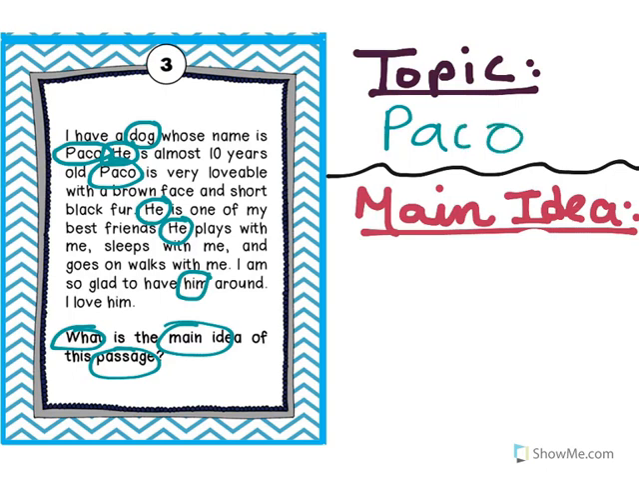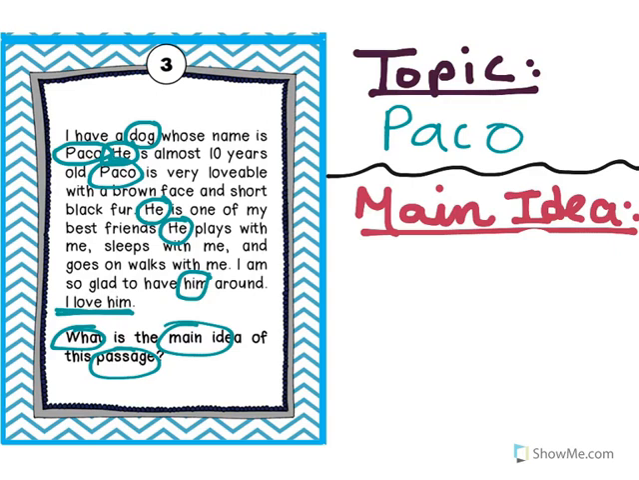But now we need to find what the main idea is. So what's it really trying to tell us about Paco? Well, I noticed it's giving lots of details about what he looks like, what he does. And I noticed at the bottom, the last sentence says, I love him. So I can bet for sure that this passage is really talking about reasons why this person thinks Paco is the best dog ever.